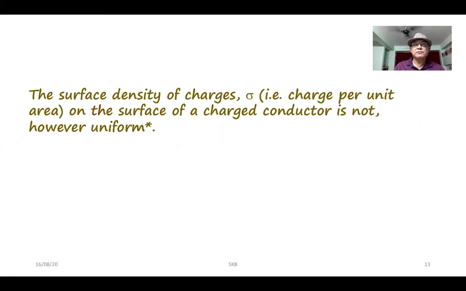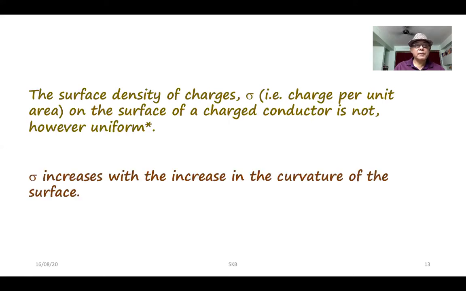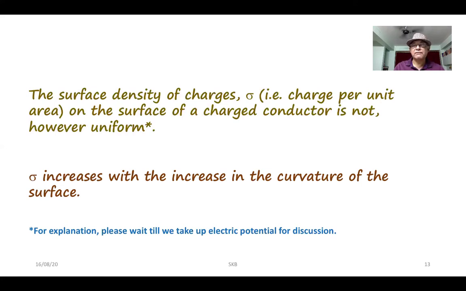The surface density of charges, sigma, that is charge per unit area, on the surface of a charged conductor is not, however, uniform. Sigma is a Greek letter usually used to denote surface charge density. Sigma increases with increase in the curvature of the surface. Regarding the asterisks, for explanation, please wait till we take up electric potential for discussion.